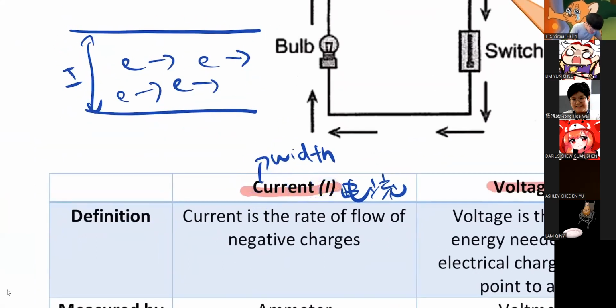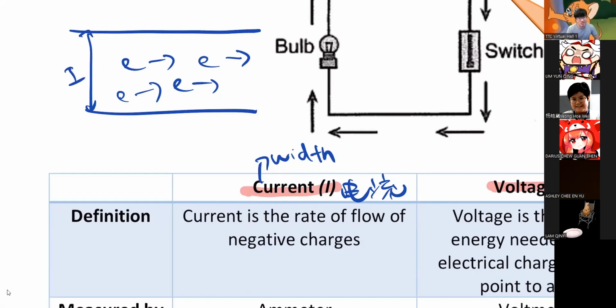Very easy one. Why is it I? Because to measure the width, I measure like this. This is the width. Can you see it looks like an I? So I is the current. How wide the river is. So high current, wide river. Small current, narrow river. 电流大就很宽，电流小就很窄。Very easy, because this is how I understand electricity.